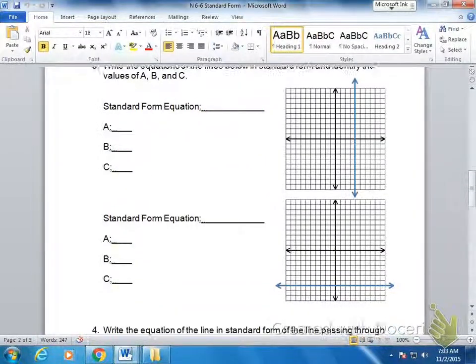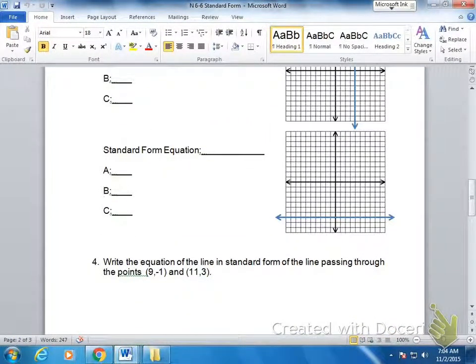All right, guys, let's go down to the next one. Same question, different line. This time we have a horizontal line, so I hope you remember that's y equals. Let's see, on the y, I have to go down 1, 2, 3, 4, 5, 6, negative 7. So my equation is y equals negative 7. We're going to treat this just like we did the last one. We don't have any x's, so I'm going to put 0x plus, we have our 1y equals our negative 7.